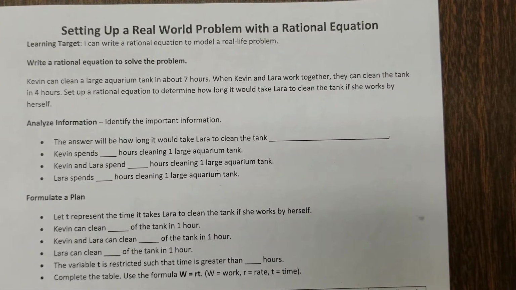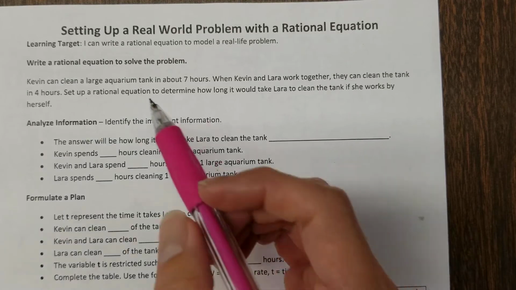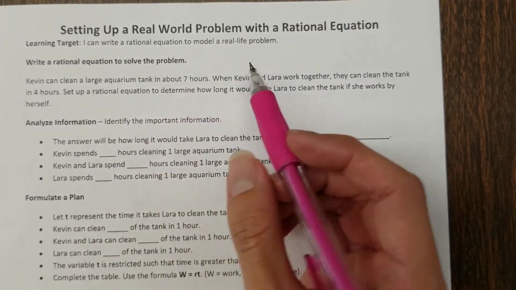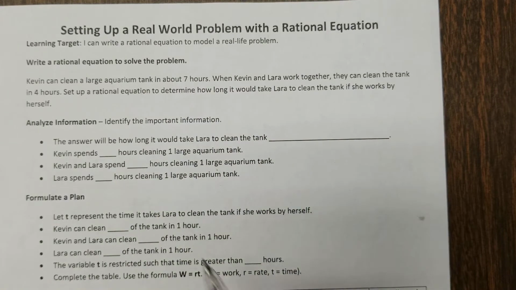So this is section 9.3. This is setting up a real-world problem with a rational equation. Our goal is to write a rational equation to model a real-life problem. So here's the word problem.